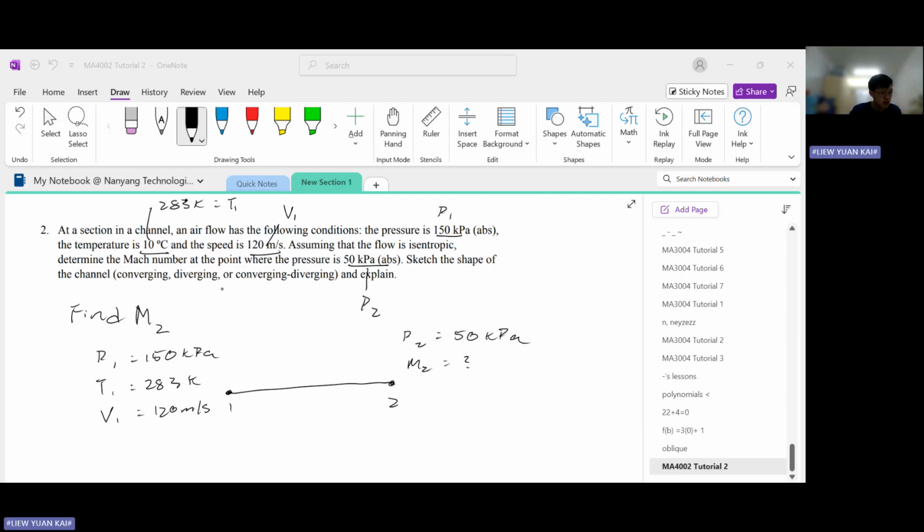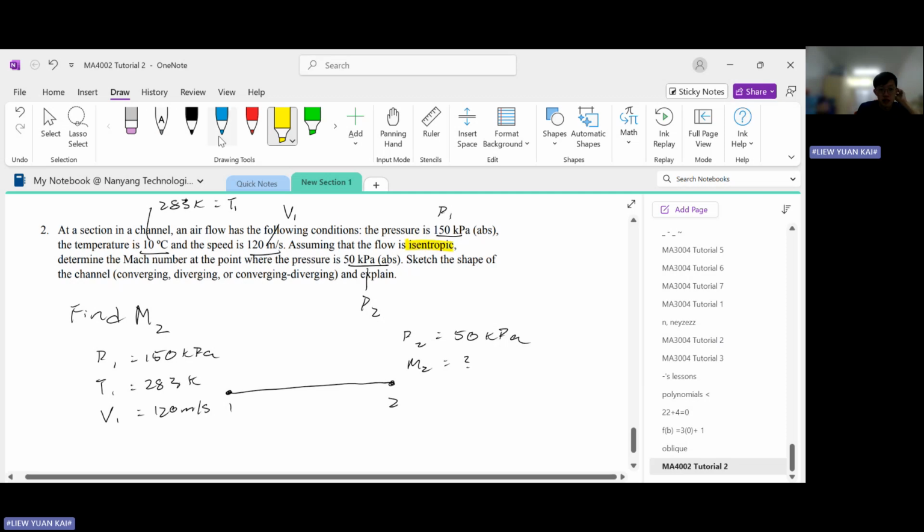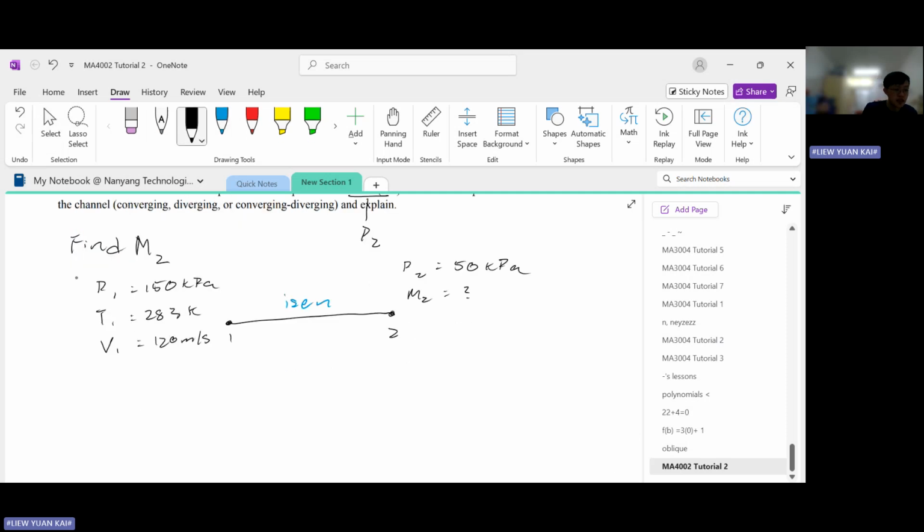So how do we go about finding M2? Well, here's the trick. You see, this time we are not given any stagnation state, right? We're given 2 points along the flow, but not the stagnation state. But the main feature of this flow is that it is isentropic. That's important to know. So what is the special feature about an isentropic flow? Here's the thing that you have to note.